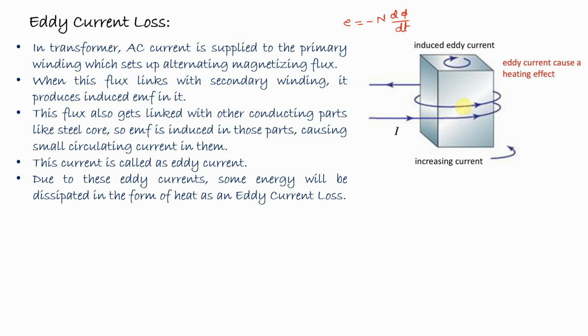And as the EMF is induced in the core, a current will start to circulate in the core. It is considered as an eddy current. And due to this eddy current, there will be a loss in the transformer core, in the form of I square R. And this loss is considered as the eddy current loss.